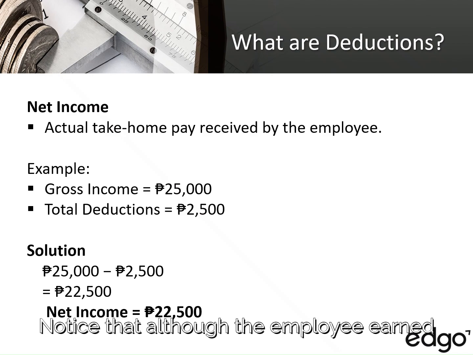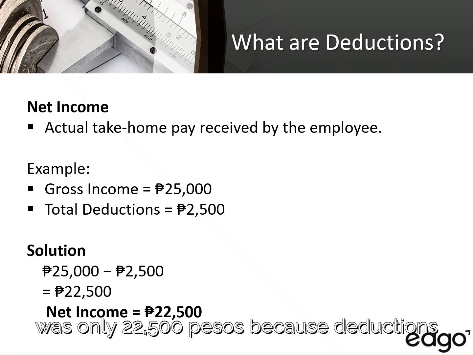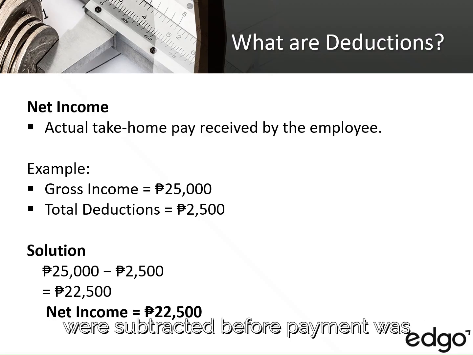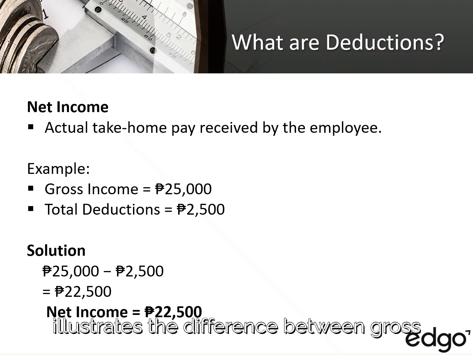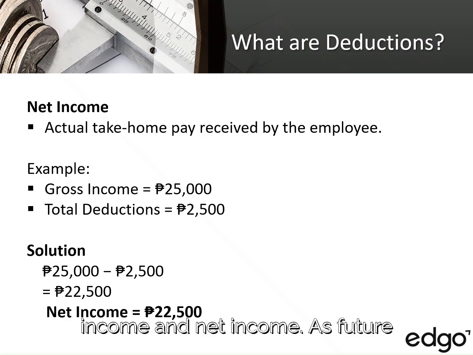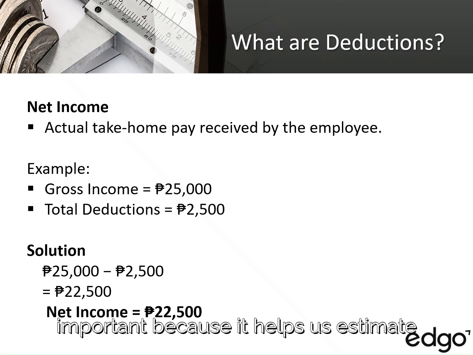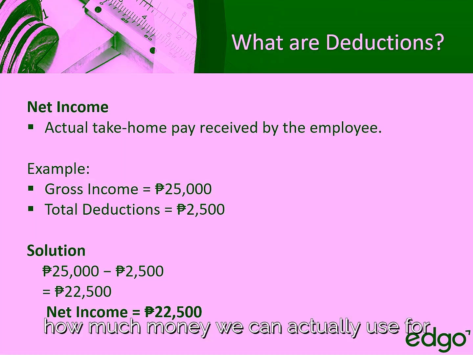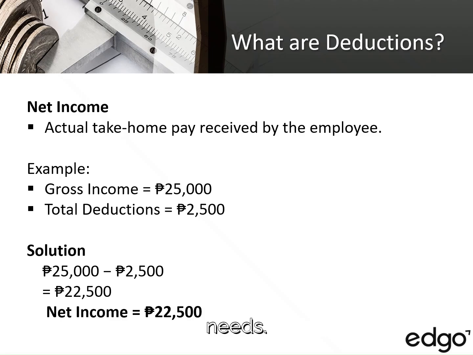Notice that although the employee earned 25,000 pesos, the actual amount received was only 22,500 pesos because deductions were subtracted before payment was released. This example clearly illustrates the difference between gross income and net income. As future employees, understanding net income is important because it helps us estimate how much money we can actually use for savings, expenses, and other financial needs.